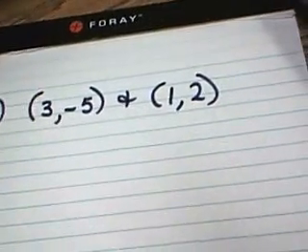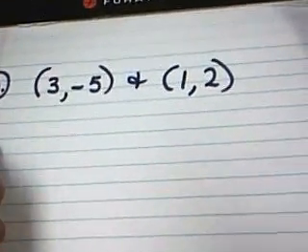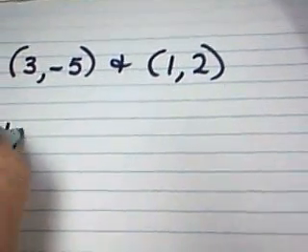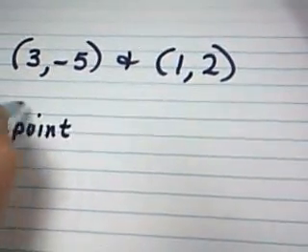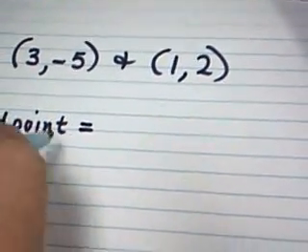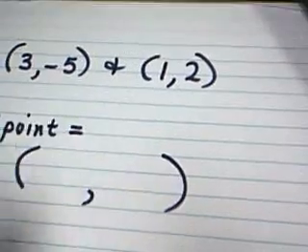Add the x coordinates together and divide by 2. Add the y coordinates together and divide by 2, and you've located the midpoint of that line segment. So let's look at this problem. Specifically in this problem, these are your 2 endpoints of your line segment. If I want to know the location of the midpoint, of course it has 2 coordinates.